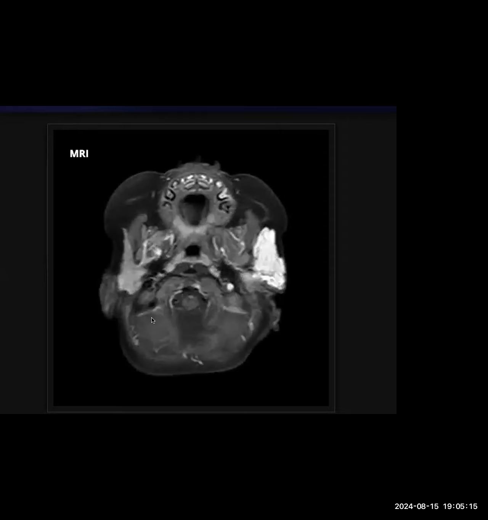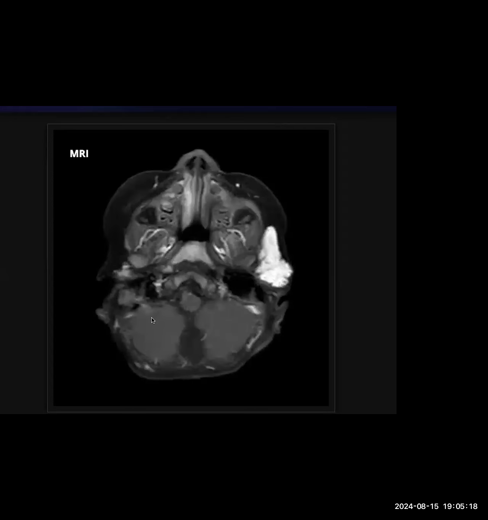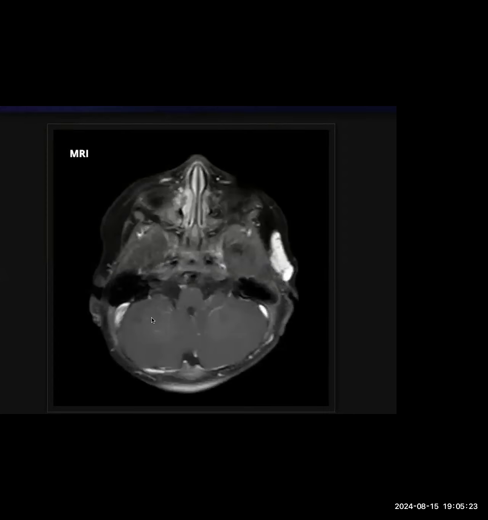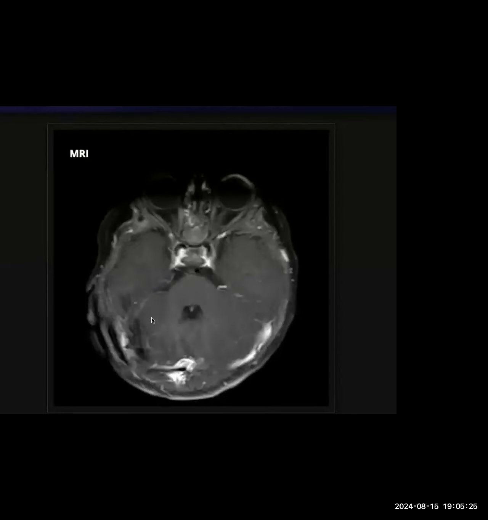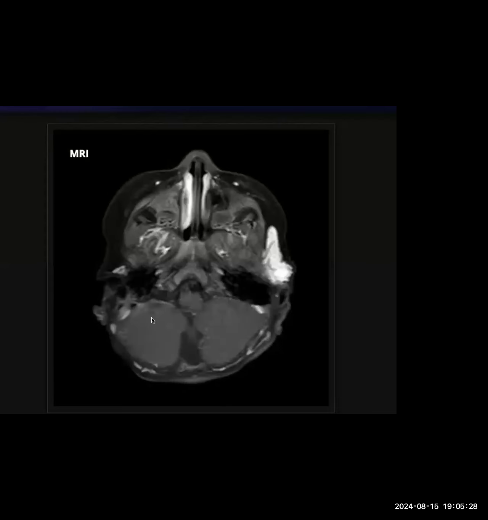Okay. So what if I tell you that this patient also has a posterior fossa malformation? Would you think of anything? I would think of PHACES syndrome in this case. So what are the components of PHACES syndrome? PHACES syndrome will have posterior fossa malformations, hemangiomas, arterial anomalies, cardiac defects, eye anomalies, and sternal defects.